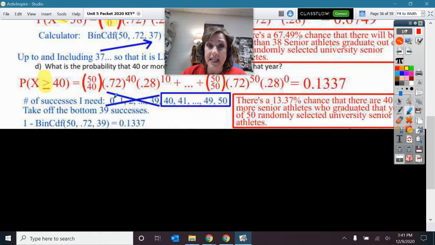This is successes from 0. Remember, I like to show 39, 40, 41, the ones right around that middle where I'm going to be cutting things off. Greater than or equal to means I want 40 and up. So take off 39 and below. There's my 1 minus the accumulation of taking off 39 and below.